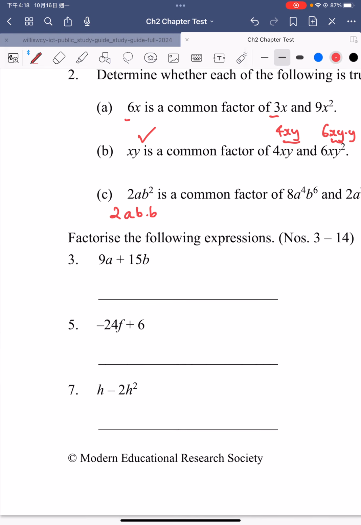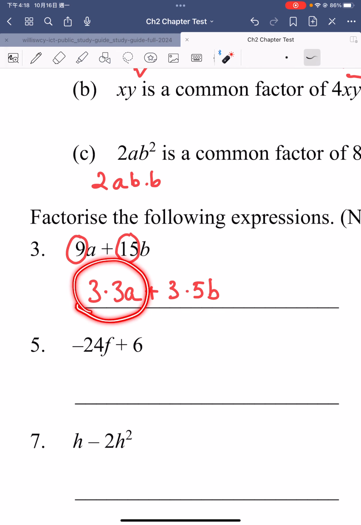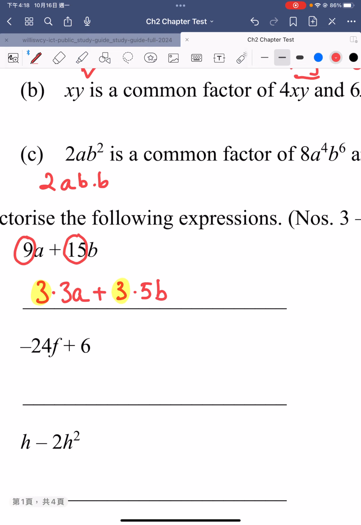So now we move to the third question. We have 9a plus 15b. First of all, we need to find out the common factor between the 9 and 15. 9a can be written as 3 times 3a, isn't it? And we can write the 15b to become 3 times 5b. So now we need to find out something common in these two terms. So 3 is our common factor, and we can take out the 3 as the common factor.